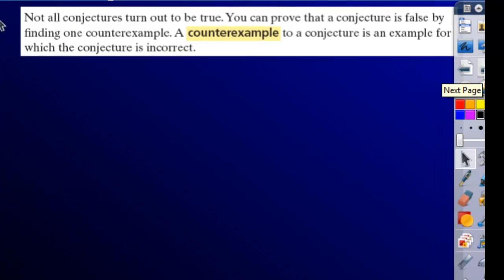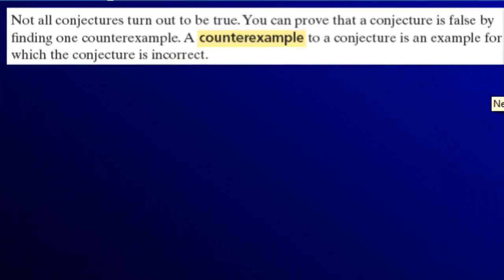All right, next paragraph. Not all conjectures turn out to be true. In other words, I might look at a pattern and think it's one thing, but that's not true. Well, how do we know it's not true? It says you can prove that a conjecture is false by finding one counterexample. A counterexample to a conjecture is an example for which the conjecture is incorrect.